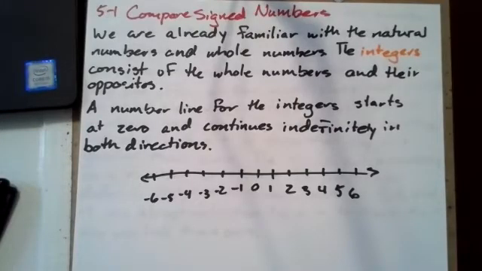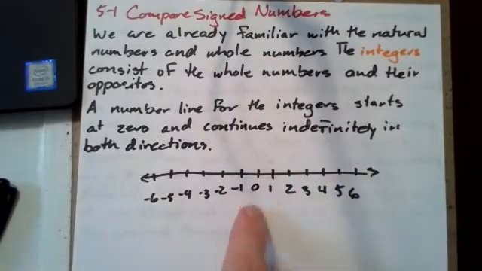In this video, we will look at comparing signed numbers. We are already familiar with the natural numbers and the whole numbers. The integers consist of the whole numbers and their opposites. A number line for the integers starts at 0 and continues indefinitely in both directions.